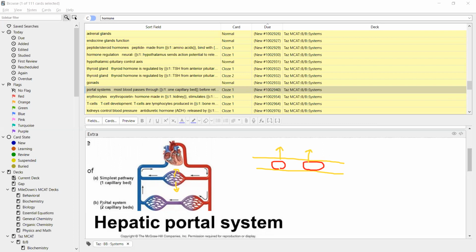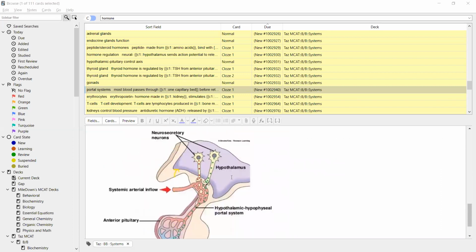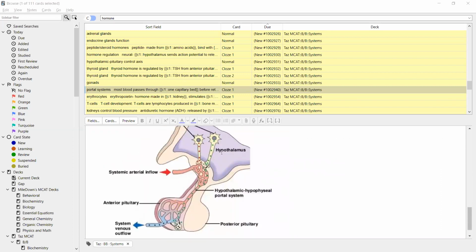Now in a portal system, we have two capillary beds. Why do we have two capillary beds? Because in the first one, hormones get put in, in the second one, hormones get put out, right? That makes sense. The hormones get put in, and then the hormones get put out once they travel down to where they need to go. So we actually have an example of that directly, even within this hypothalamic and pituitary system, right?